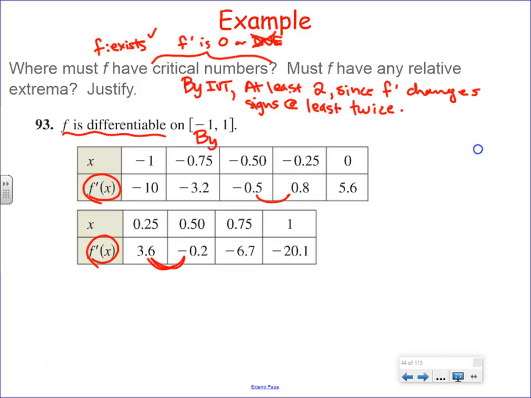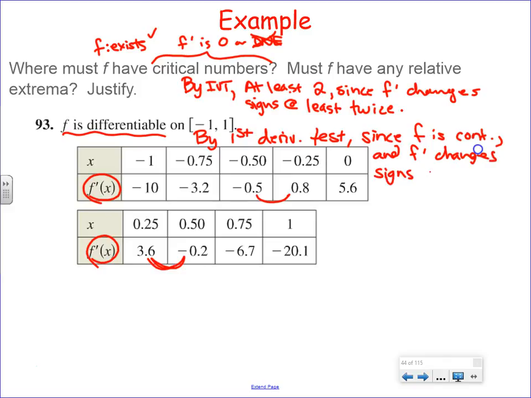So I could say, by the first derivative test, since f is continuous and f prime changes signs at least twice, there must be at least 2 relative extrema. I could be more specific, but they didn't necessarily ask me to be more specific, so I'll just stop.